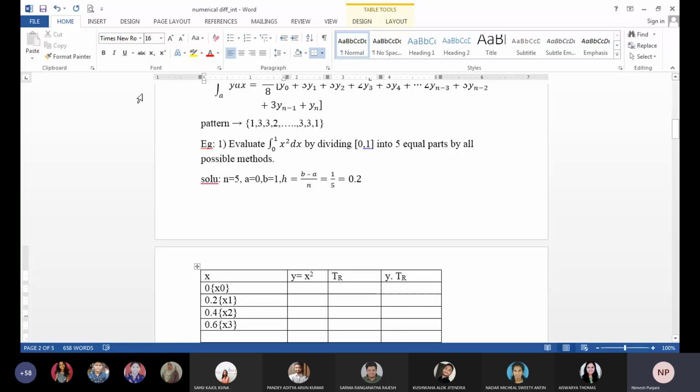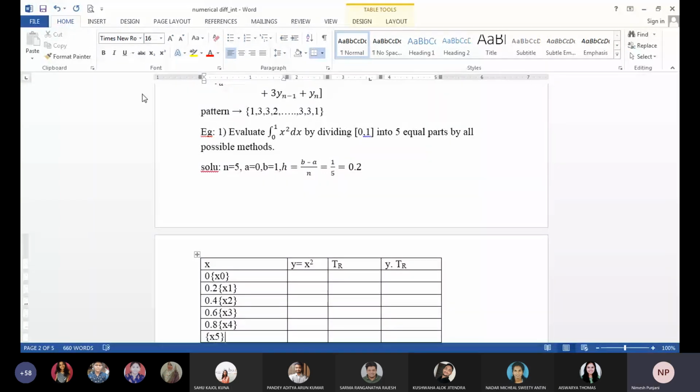After that, what will come? 0.8. Very good. x5 is 1, and this is what is your b. Okay, x0 is my a and xn is my b. So when I get my b, we have to stop. While considering the values of your x, when I get my b, we have to stop. So here we are getting b as x5.